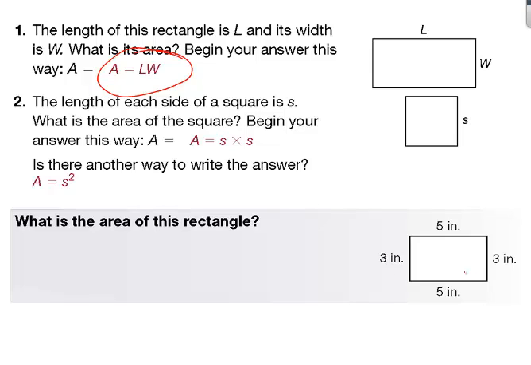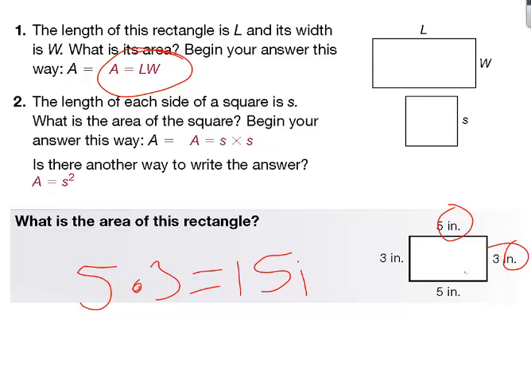What you should have done is you should have taken your 5 and times it by your 3 and come up with 15. But we're using inches. 15 what? 15 inches squared. That's your answer, 15 inches squared. Whenever you're dealing with area, it's always going to be squared.